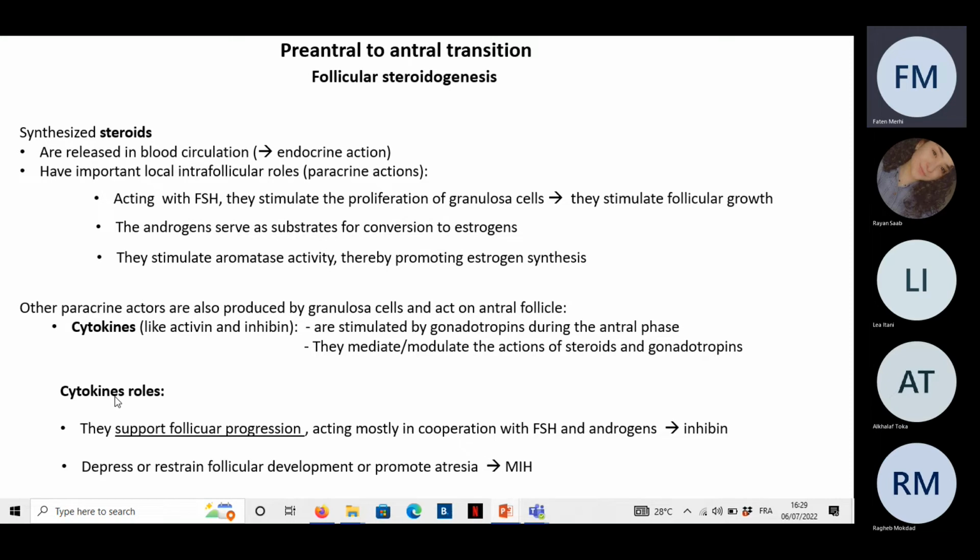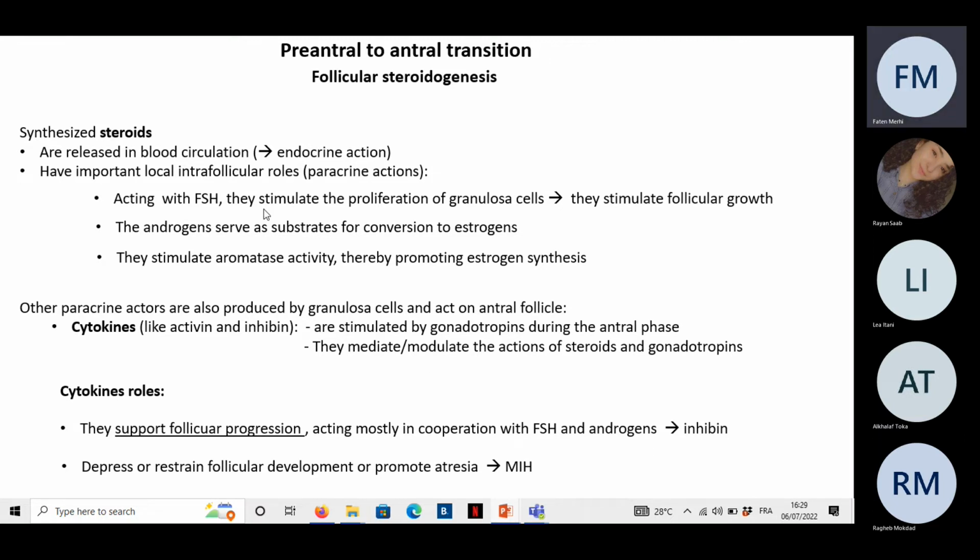And in fact, those cytokines support the follicular progression, like the inhibin. The inhibin, for example, acts in cooperation with the FSH and estrogens and androgens to support the follicular growth. And we have other cytokines like the anti-Mullerian hormone, the AMH, or the Mullerian inhibitory hormone. We have seen it in chapter 3, the gonadogenesis. This cytokine is also produced by the granulosa cells, but it will promote atresia. It promotes the cell death of the growing follicles.